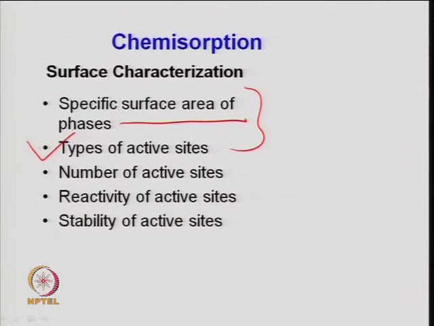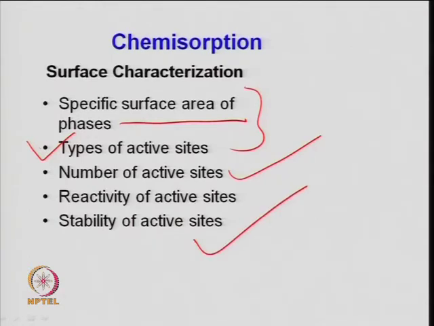Also it gives you the idea about the active phase, right. So, which phase is active during a catalytic reaction, you can get the information from this. You can make different catalysts, give different treatments, and then look at their chemisorption property. Then the number of active sites, that is what you call dispersion, and then you calculate your turnover frequency. For the reactivity of the active site, you can do the chemisorption at different conditions of temperature, and then you can talk about the reactivity also, or you can calculate the activation energy from this kind of study, right.